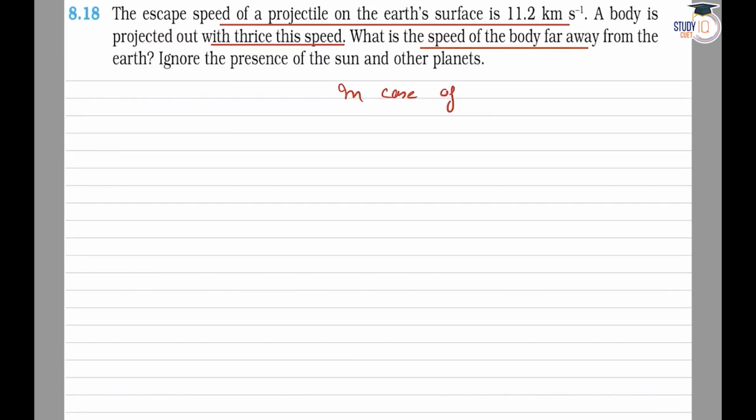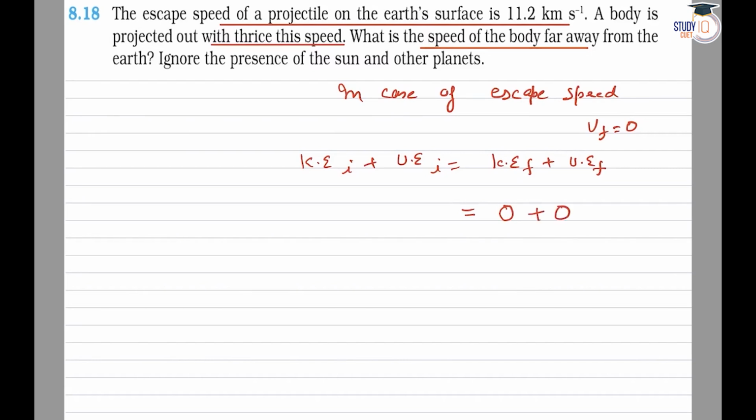In case of escape speed, let's say v final is equal to 0. Now by using conservation of energy, initial kinetic energy plus initial potential energy is equal to final kinetic energy plus final potential energy. So in order to make the particle just escape, the final kinetic energy would be 0 and the final potential energy would also be 0.